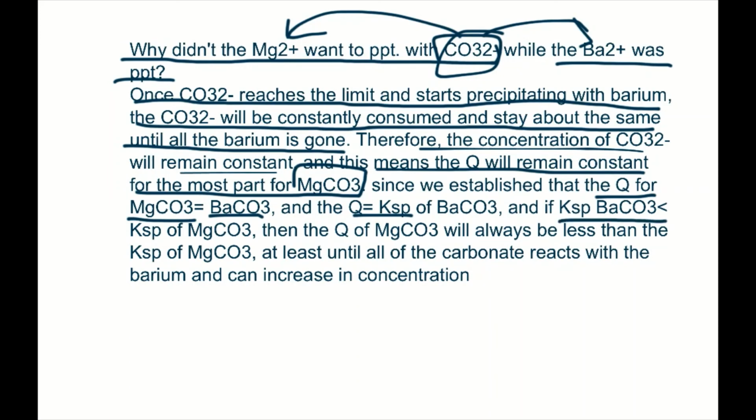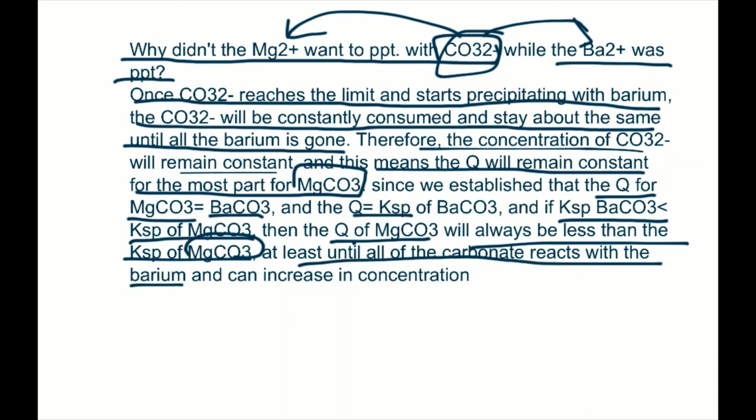And if the Ksp for barium carbonate was less than the Ksp for magnesium carbonate, then the Q of magnesium carbonate will always be less than the Ksp of magnesium carbonate, and this means that nothing will precipitate, since the magnesium carbonate has not reached the saturation point yet. So it will reach the saturation point once all of the carbonate reacts with the barium, and once you continue adding carbonate, it might soon reach the threshold for magnesium carbonate, and you might get to the point where you can actually precipitate the magnesium carbonate out, but that happens after all the barium disappears.